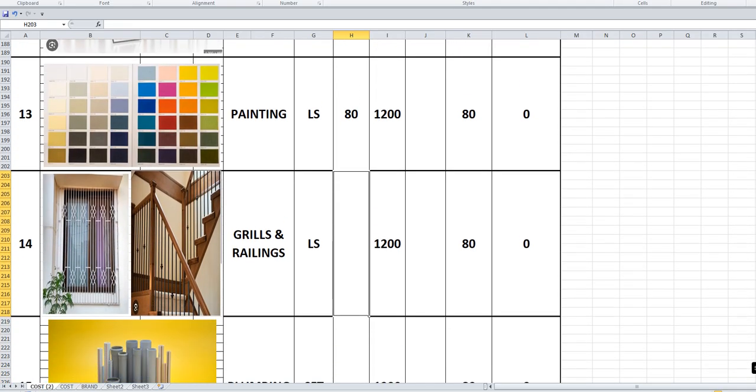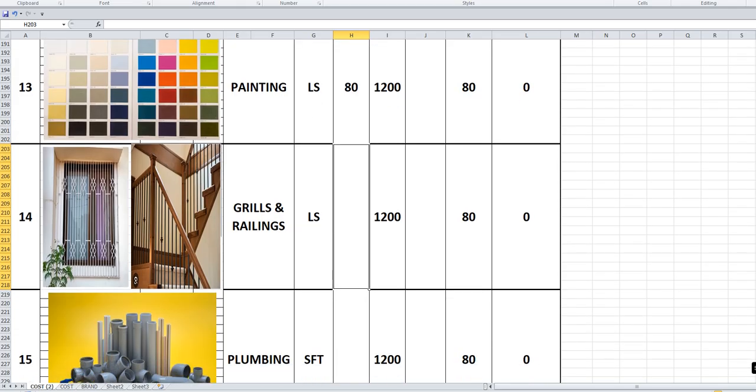Then you have grills and railings. Mostly this is part of the base price, or it may also be charged extra. So this grills also I am taking as 80 rupees.